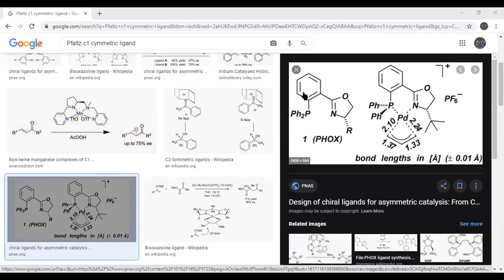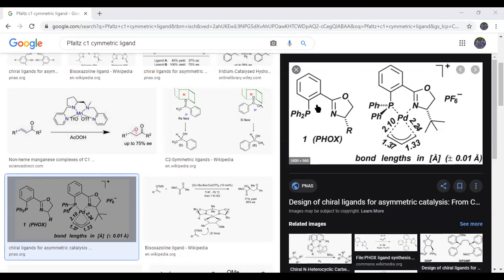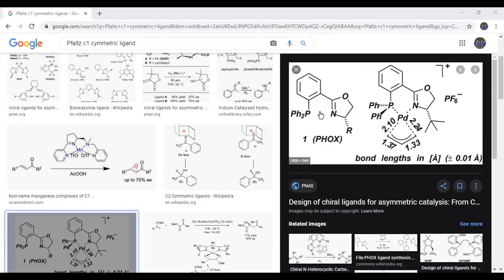So this ligand right here was developed by Andreas Pfaltz, and it's called a Fox ligand, right? You have the box part on one side, and then you have a diphenylphosphine group on the other side. These ligands that he developed are very, very efficient, and they're very good at what they do. The coordination to the metal comes through here: the phosphorus and the nitrogen both have lone pairs.